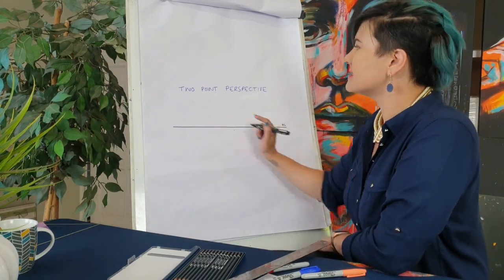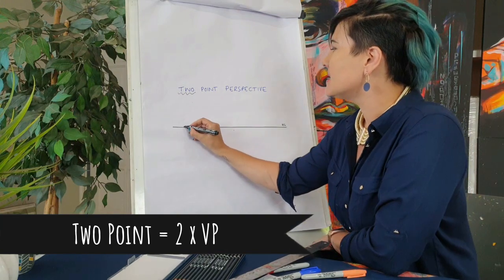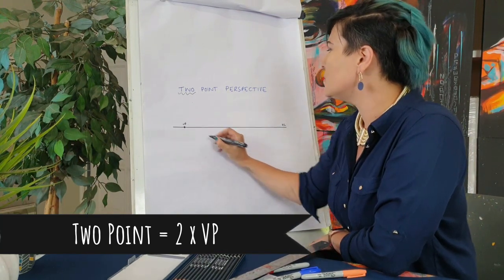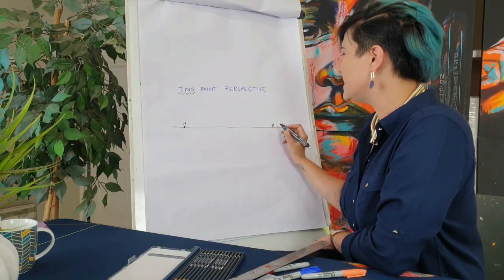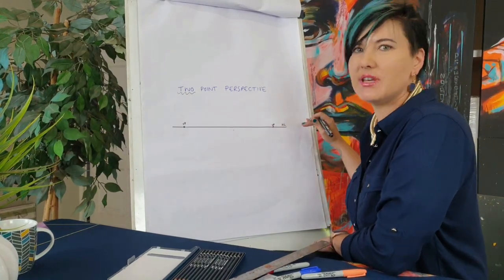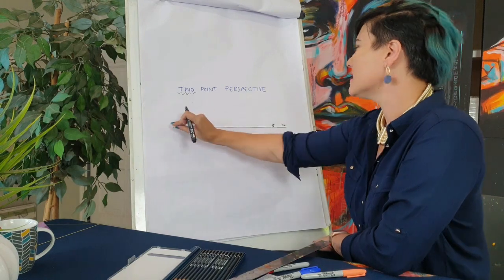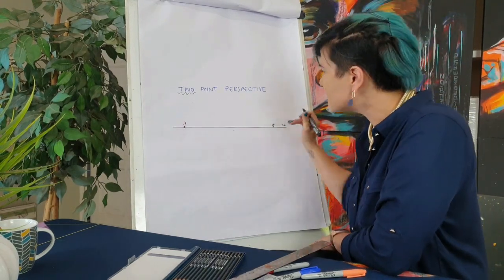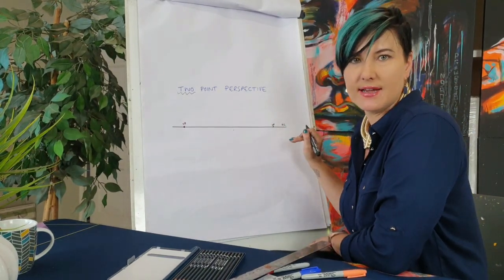We still have our horizon line. We're working with 2 point. It means we've got 2 vanishing points. Same rule, vanishing point has to be on your horizon line, can't be somewhere else. You can place it anywhere on this line, but it has to be on the horizon line.